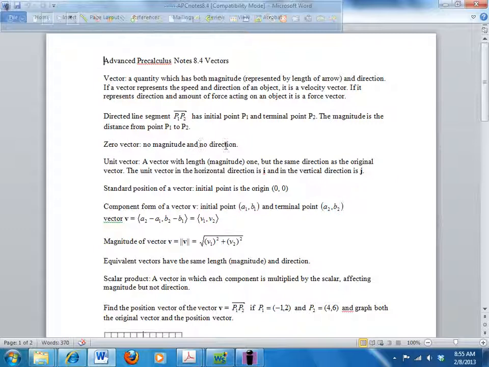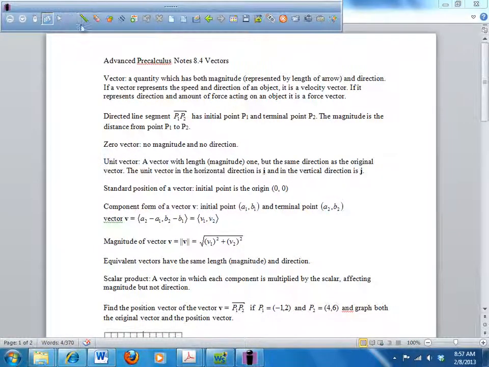A zero vector is a vector that has no magnitude or direction. A unit vector, and people are a little confused by this sometimes, is a vector with a length of 1, but the same direction as the original vector. Okay? The unit vector in the horizontal direction is i, and in the vertical direction is j.